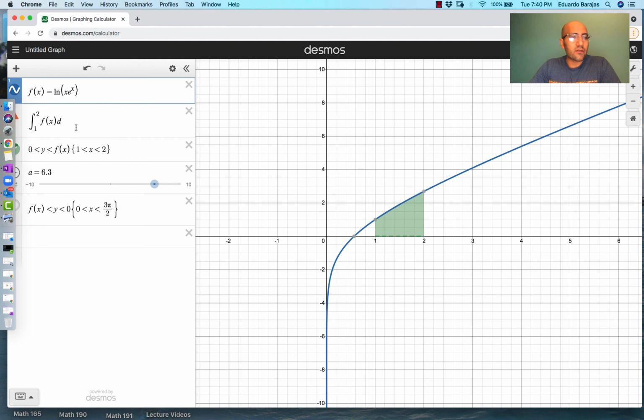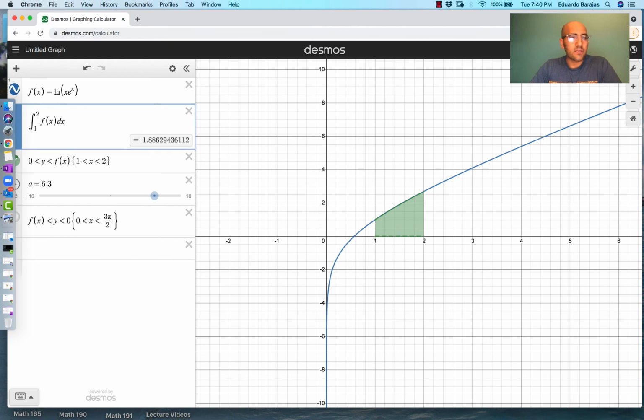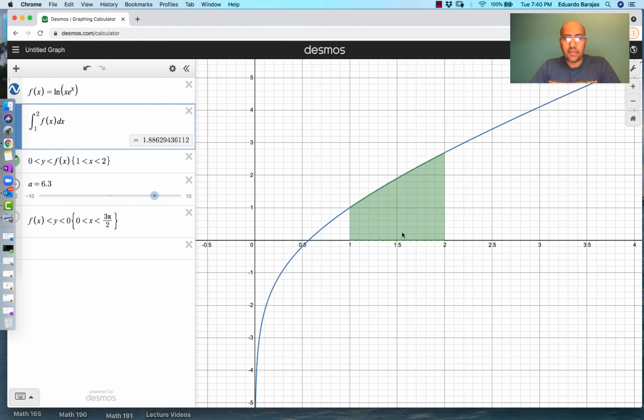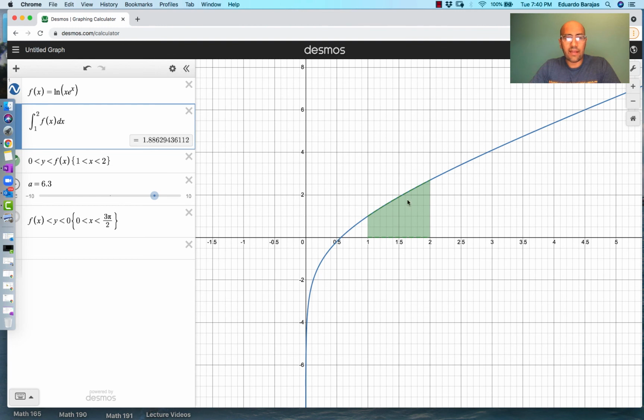And then here on Desmos, I can just type in the integral like this, the definite integral, dx, and it gives me the answer, 1.8863, exactly what we got. Right, so this just helps us confirm that that's in fact the correct answer. We found that area. That area is equal to this answer right here. Right, and that matched our answer.